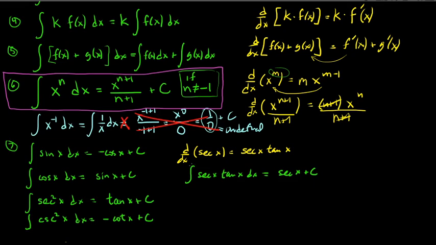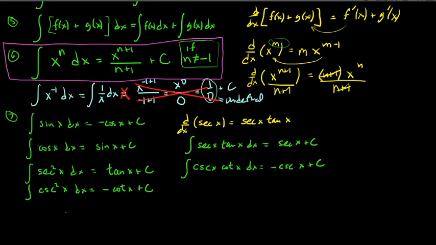Okay. And, well, you probably remember the derivative of cosecant is negative cosecant cotangent. So the integral of cosecant times cotangent is negative cosecant plus c. Right. So those are the six formulas for the integrals of trig functions.